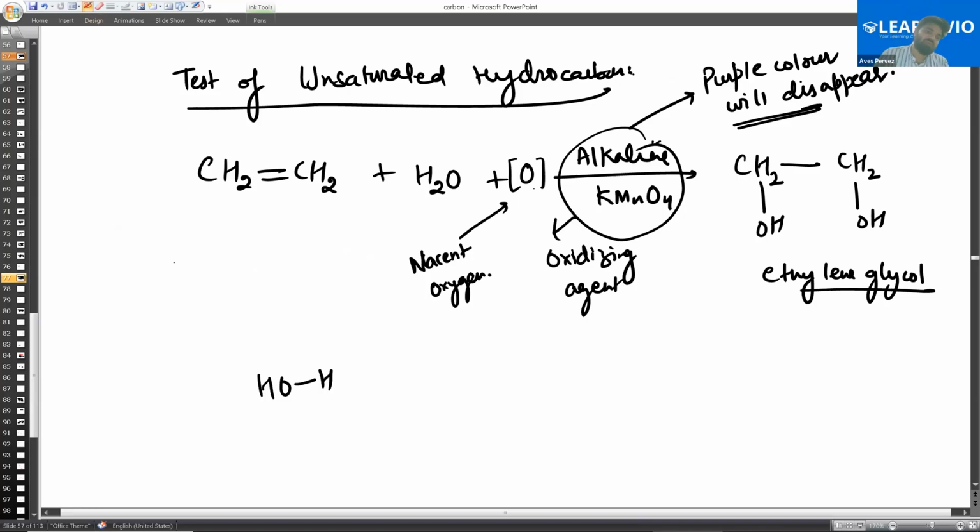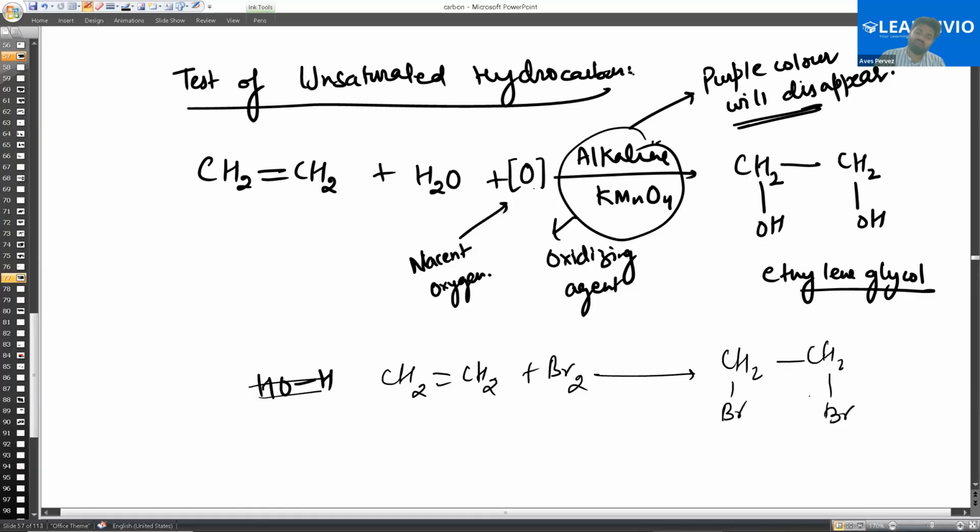And the same is for the bromine water test. For example, if you have CH2=CH2 and you add bromine to it, then it will give you CH2Br-CH2Br, and the brown color of bromine disappears.